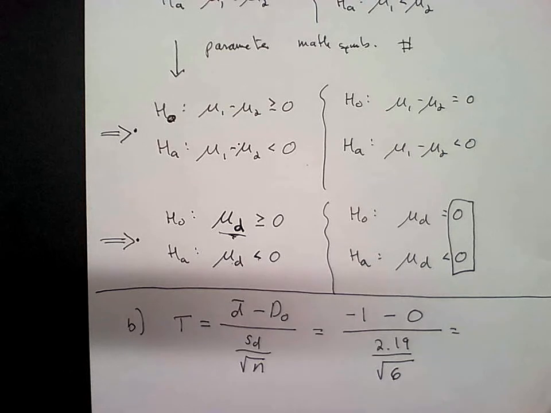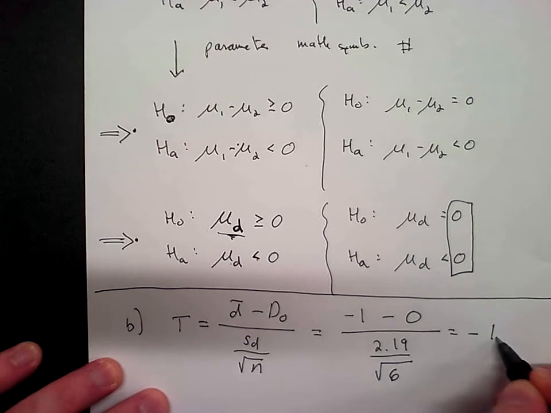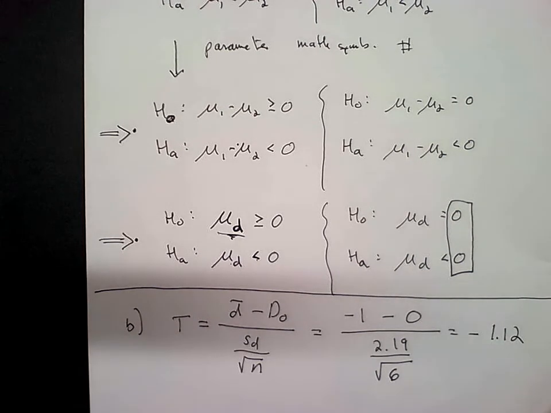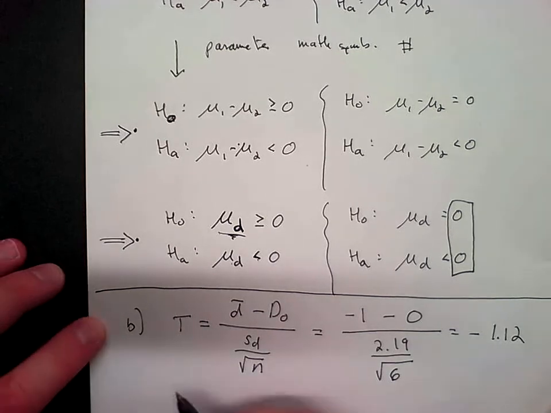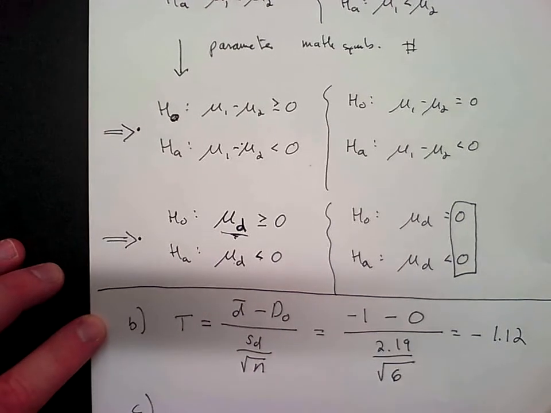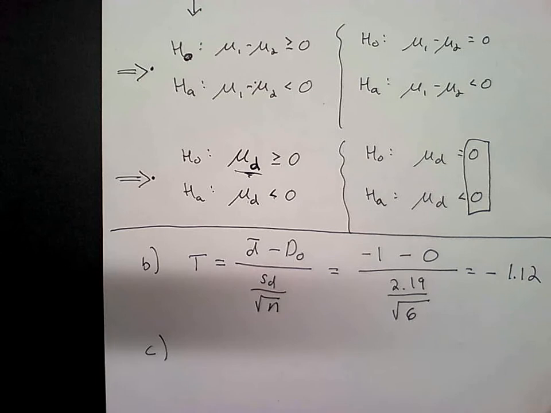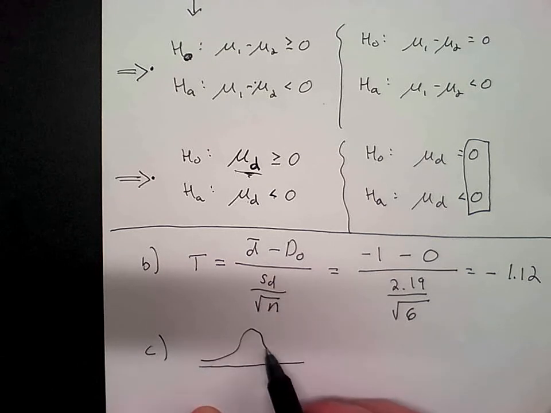If you do these numbers, you should get negative 1.12, which is our standardized test statistic. Part C is asking us to find the rejection region and state our decision at alpha being equal to 0.05. All right, so we need to find the rejection region. How do we go about finding our rejection region? Well, first off, we have to determine how many rejection regions do we have. How many rejection regions do we have here? We have one rejection region on the left or the right.